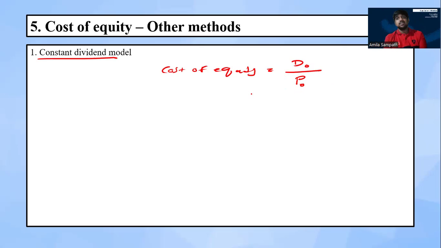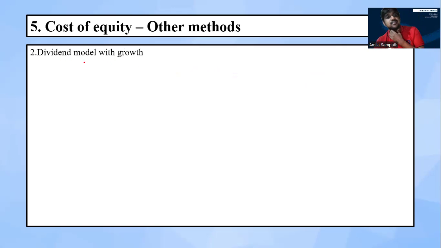But the issue is we can only use this constant dividend model if it is a matured company that continuously pays dividends. For a startup or a growing company, we can't use this dividend model. Here we assumed that the company pays a constant dividend, but in some situations dividend will grow based on some growth rate. In that situation, how can we calculate the cost of equity using the dividend model?